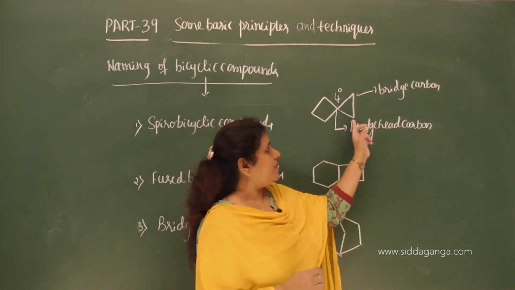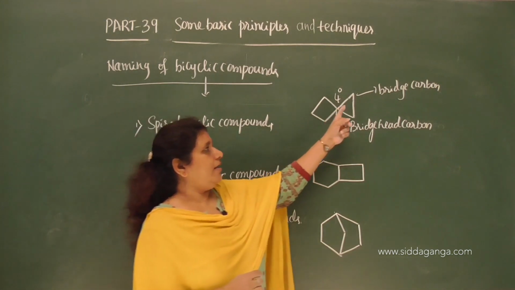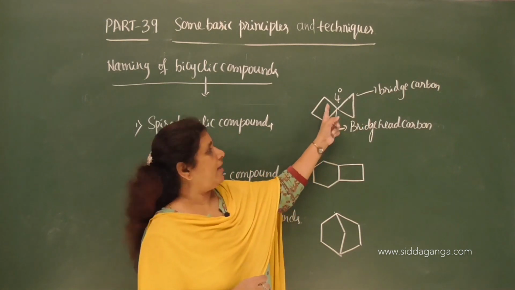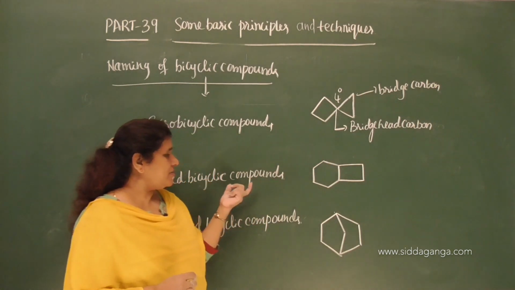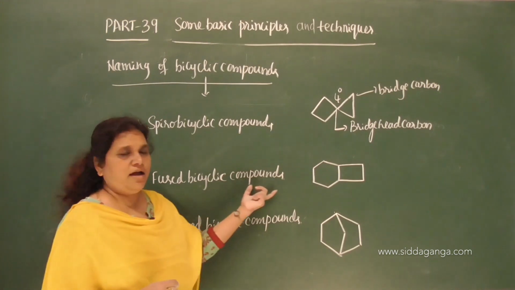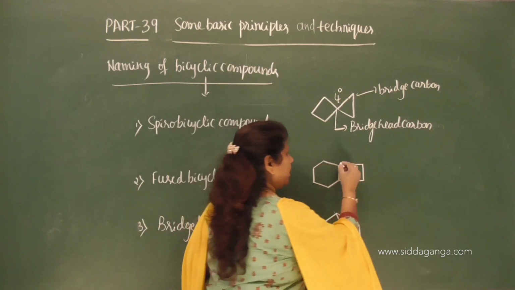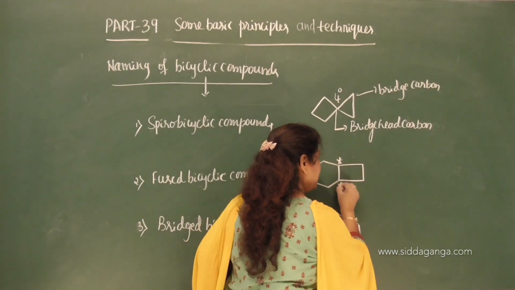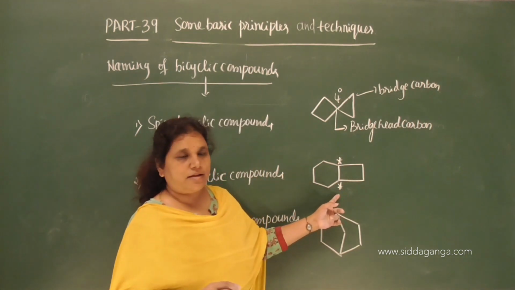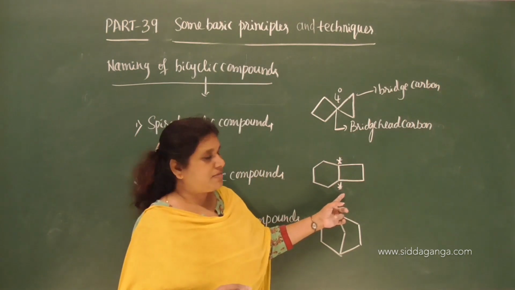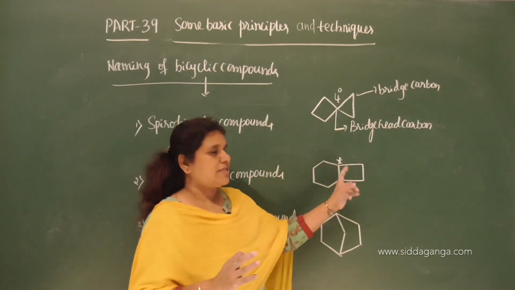So, how many bridge carbon atoms are there? 2 bridge carbon atoms are there in this cyclic ring, and this cyclic ring containing 3 bridge carbon atoms. So, the second one is fused bicyclic compounds. In case of fused bicyclic compounds, the two carbon atoms are there as bridgehead carbon atoms. So, see here, there are two carbon atoms as bridgehead carbon atoms, and the two carbon atoms are common between the two cyclic rings.